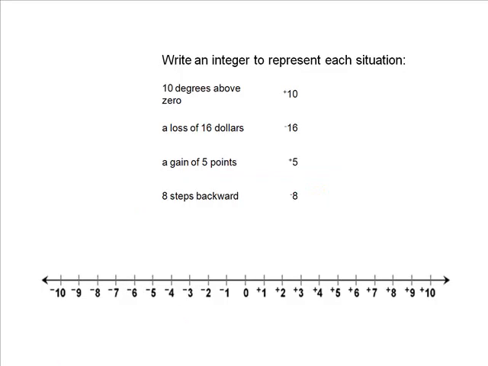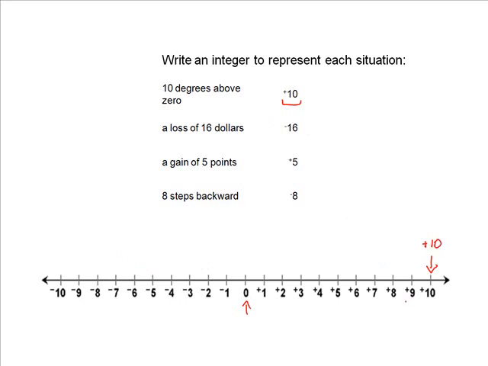When you want to place a number on a number line, you'd have to decide whether that number is above or below 0, which is the midpoint on our number line. To the right of 0 we have positive integers, and to the left we have negative integers. So 10 degrees above 0 would be plus 10, which is right here on the number line, plus 10.